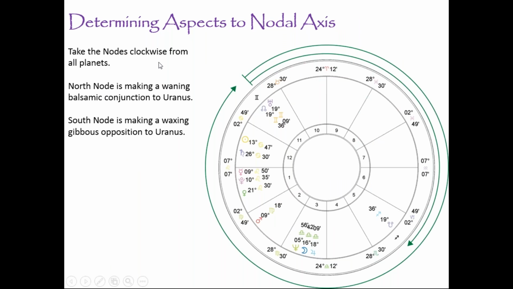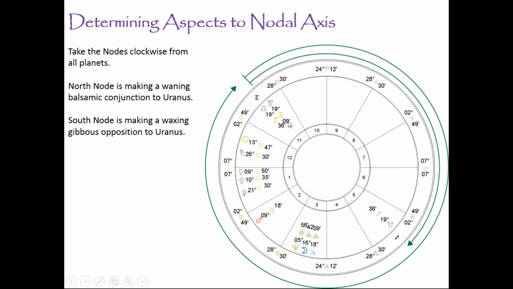Again, we take the nodes clockwise from the planets. And so with the north node right here, we start with Uranus, and this is the outer circle. We start with Uranus and we go all the way around the circle to get to the north node. It is a waning or balsamic conjunction to Uranus. Opposite with the south node, we still start with the planet, which in this case is Uranus, but the south node is making a waxing gibbous opposition to Uranus.